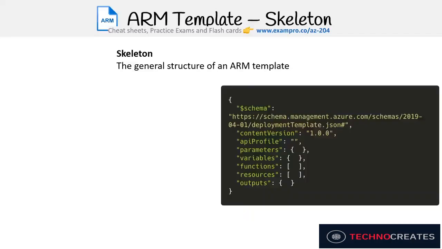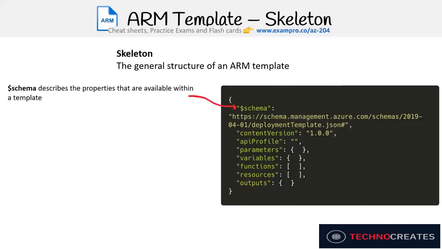So now we were talking about what ARM templates can do. Let's actually take a look at what one looks like. Just to get a good snapshot or overview, let's define the skeleton, the general structure of an ARM template. Here on the right-hand side, we have JSON, and you can see that we have a structure there. We have schema, content version, API profile, parameters, variables, functions, resources, outputs. Let's go down the list here and see what all these things are.